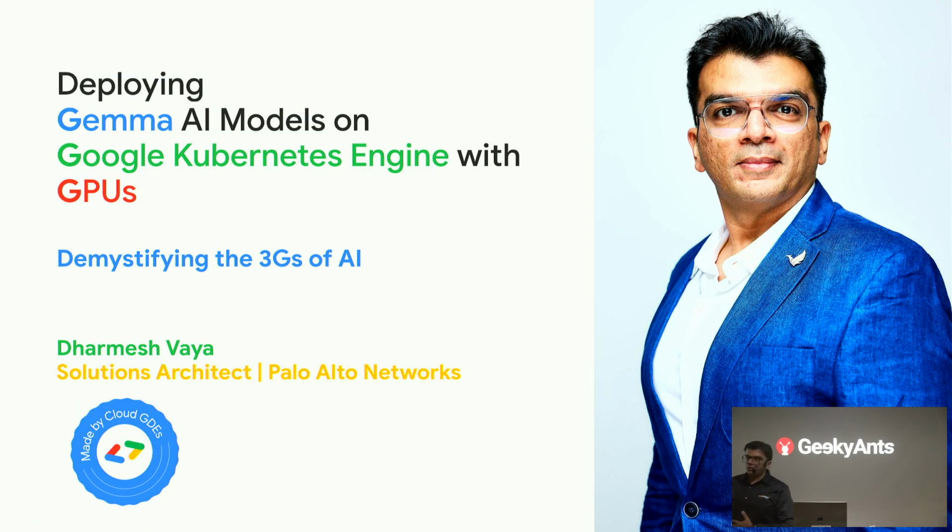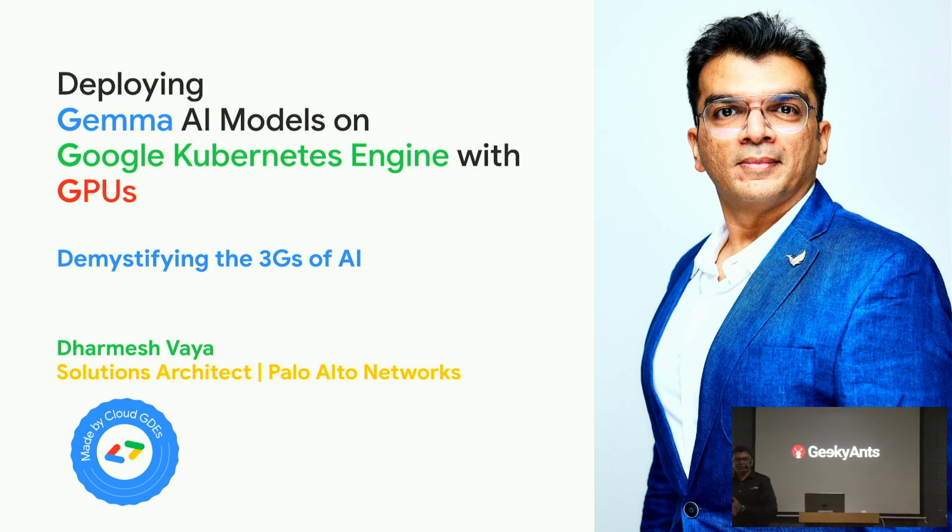So what we are going to do today is a very basic introductory talk, right? It will have shades of certain advanced concepts around demystifying three Gs of AI. AI is still booming, still in a 2G, 3G state. So three Gs are Gemma, Google Kubernetes Engine, and which is the third one? Gemini, or GPUs. Okay.